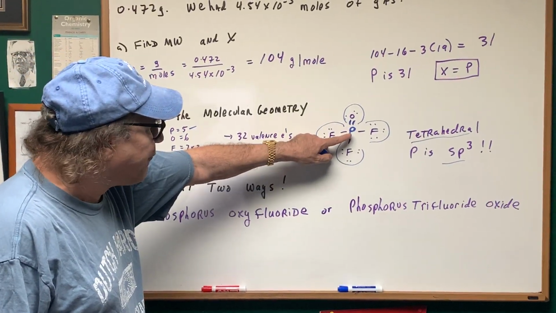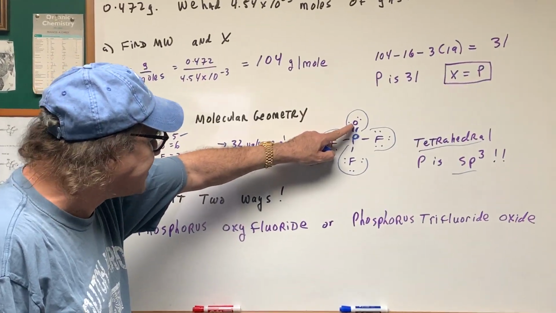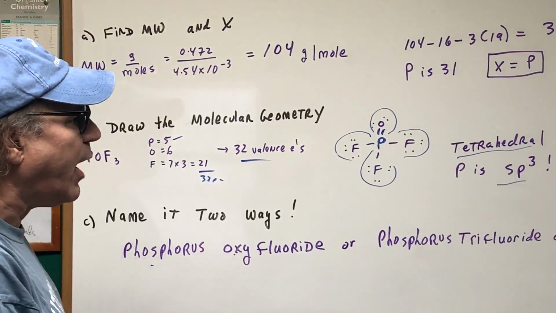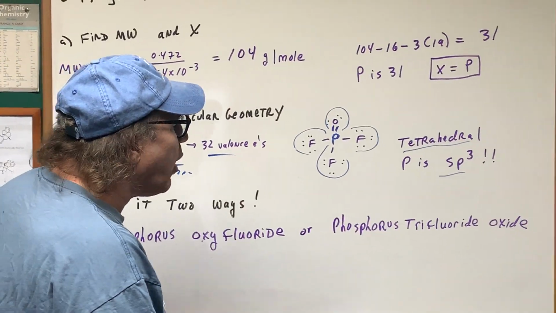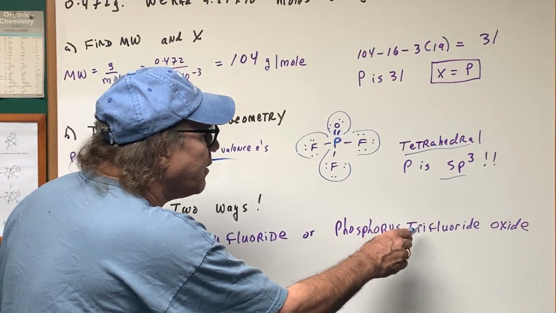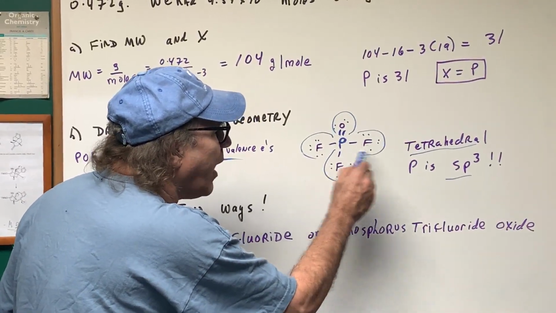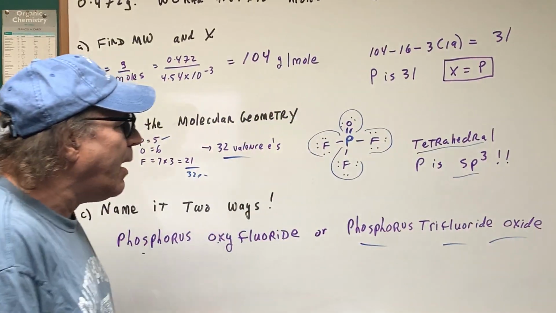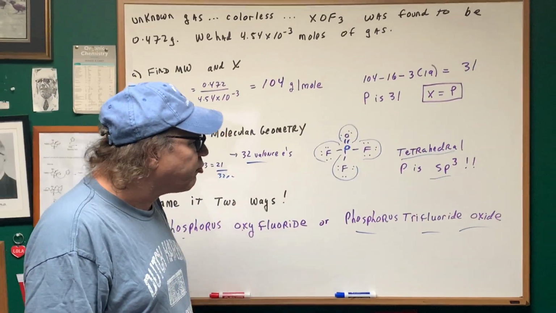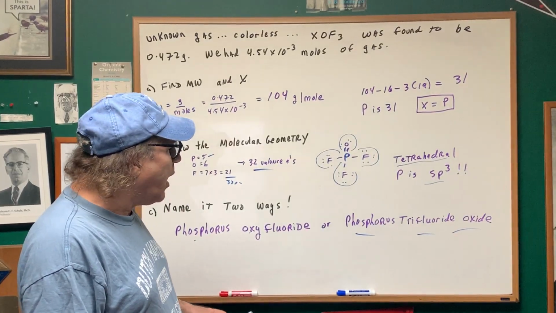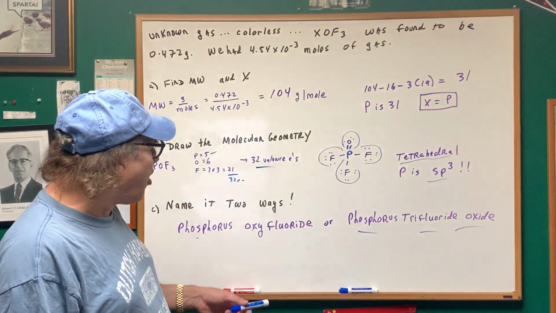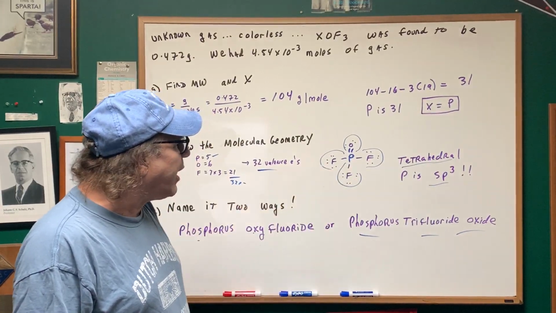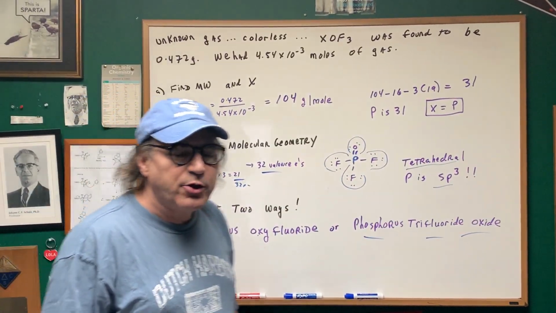Well, this could be phosphorus oxyfluoride, or I can call this phosphorus trifluoride oxide. That's the one I prefer because it gives you more of an understanding to show that there are really 3 fluorines. Here it sort of hides the 3 fluorines. So phosphorus trifluoride oxide would probably be the best IUPAC name.